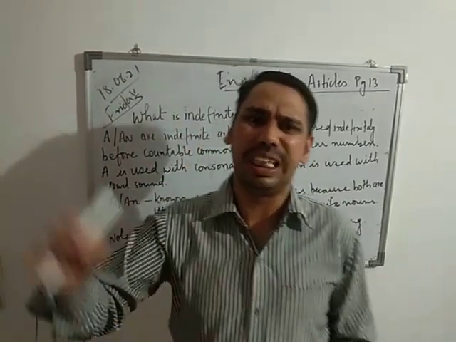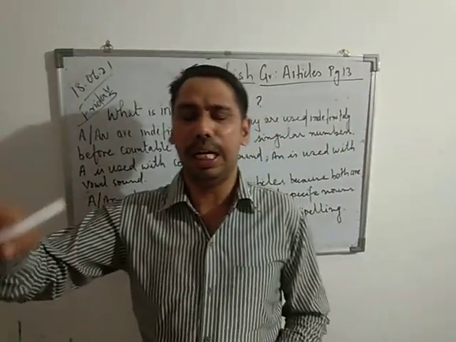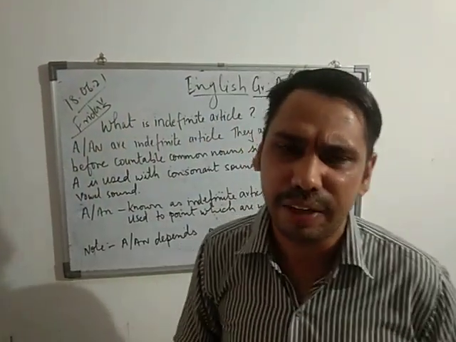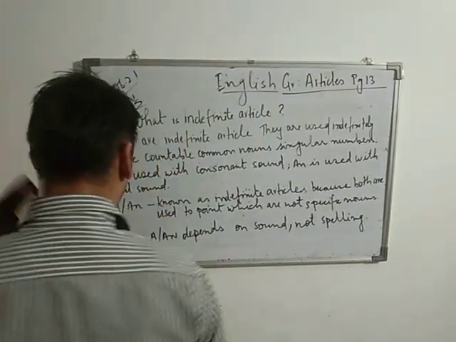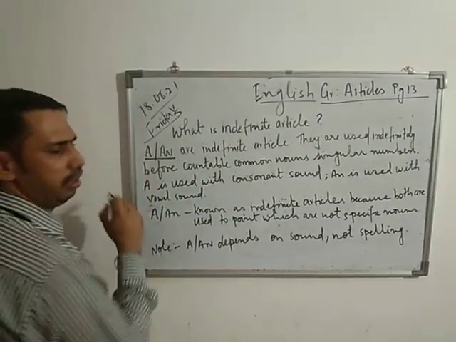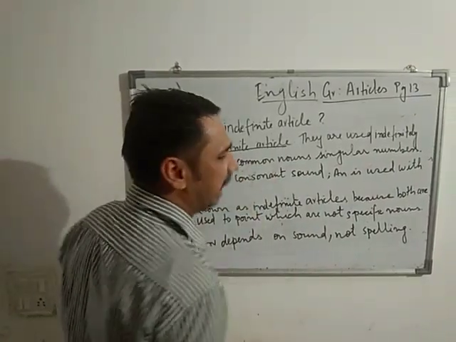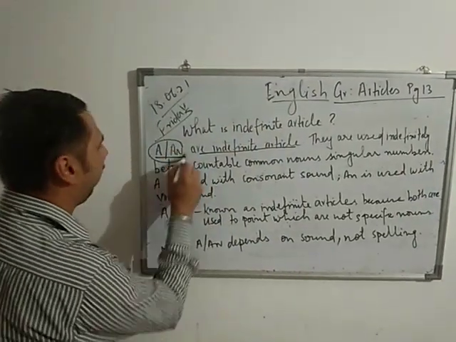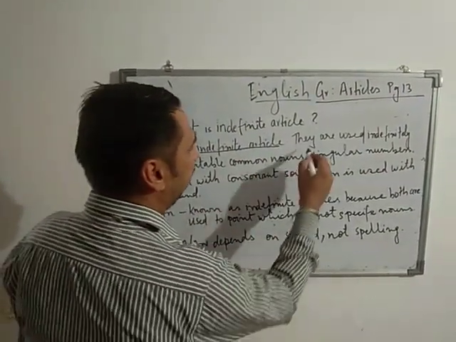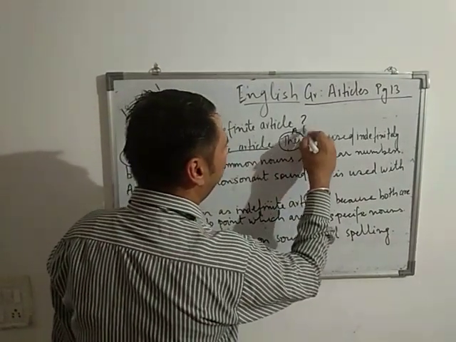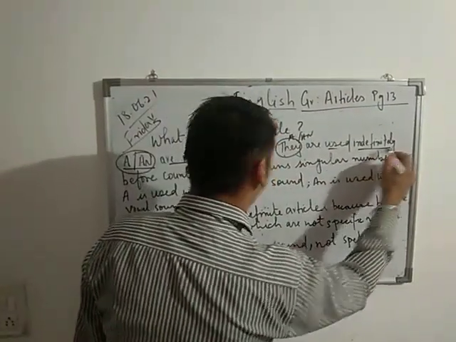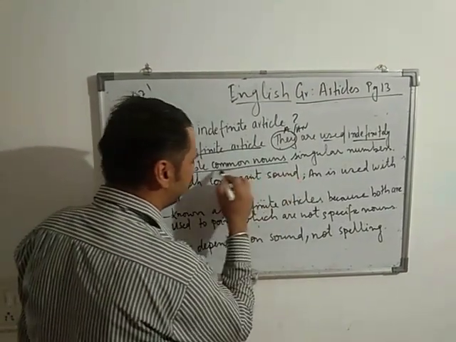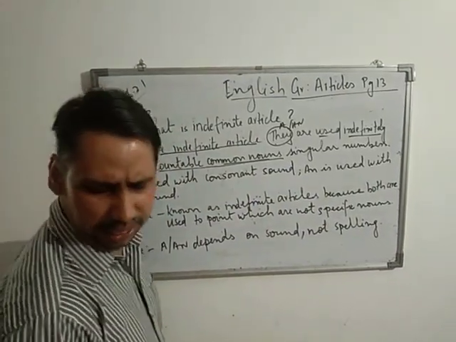Today we'll go into the second part of the articles, indefinite, and next day I'll teach you definite. So what is the indefinite article? A or an are the indefinite articles. It means not specified. They are used indefinitely before common nouns. Before the noun we place a or an.